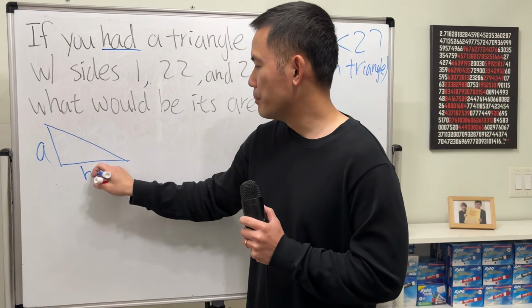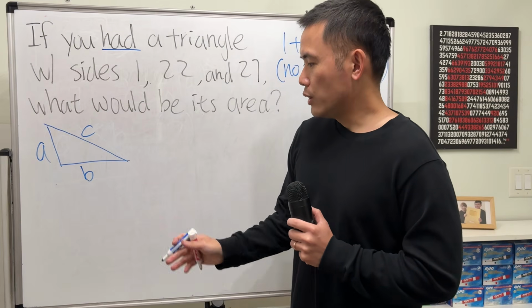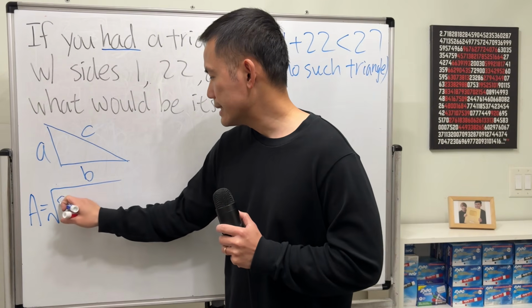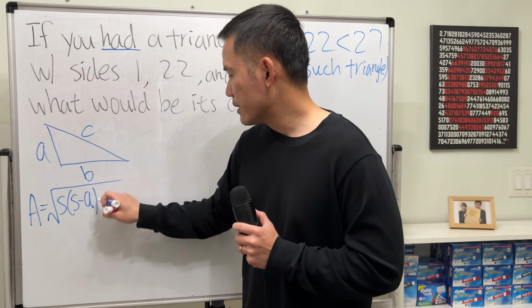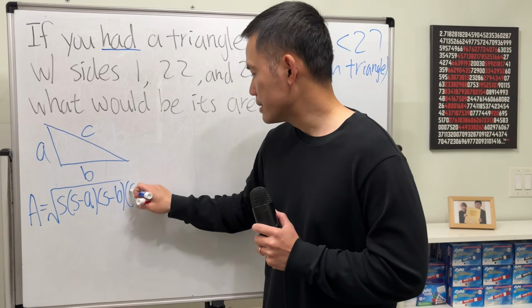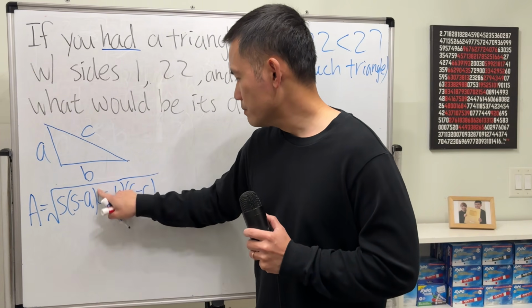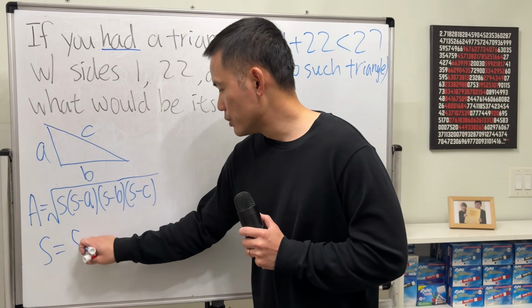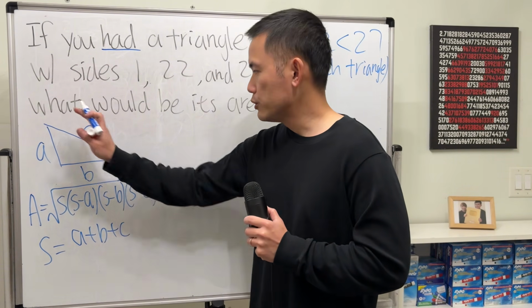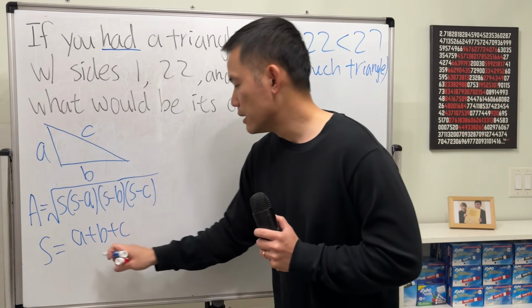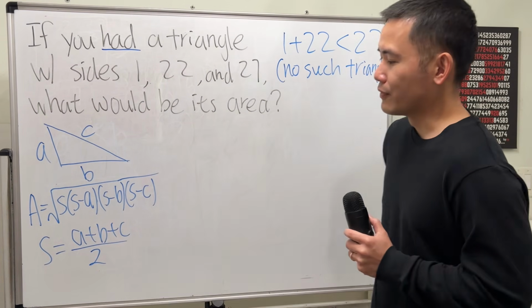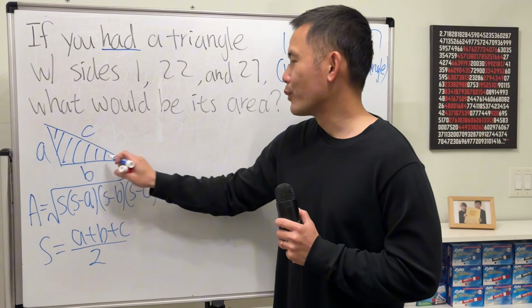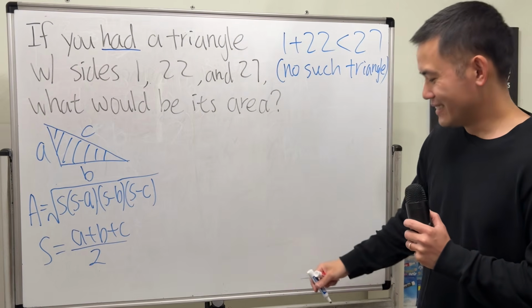But if I say A, B, and C like this, we can use Heron's formula to find the area, which is going to be the square root of S times (S minus A) times (S minus B) times (S minus C). What is S? S is what we call the semi-perimeter. You just do A plus B plus C, which is just a regular perimeter, but semi means half of it. So that will give you the area. But as I said, what if the triangle didn't even exist?